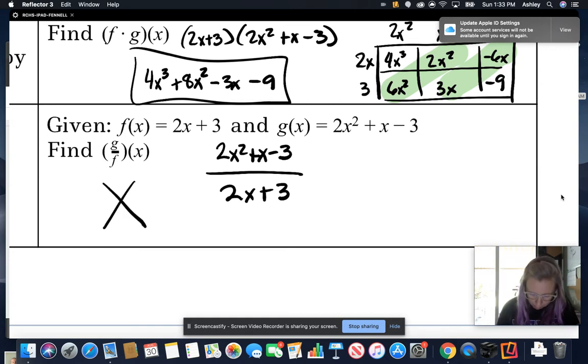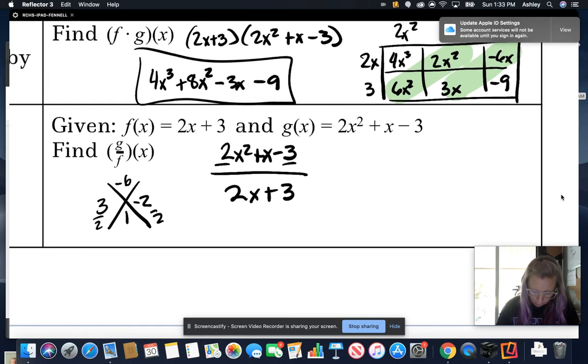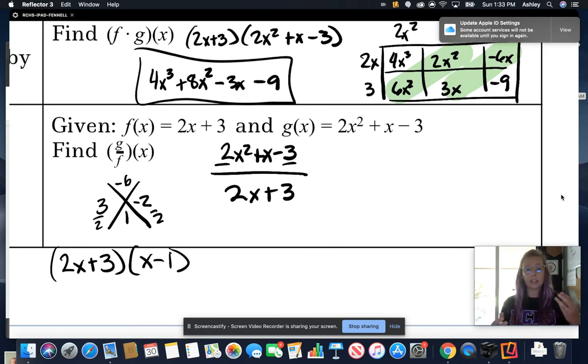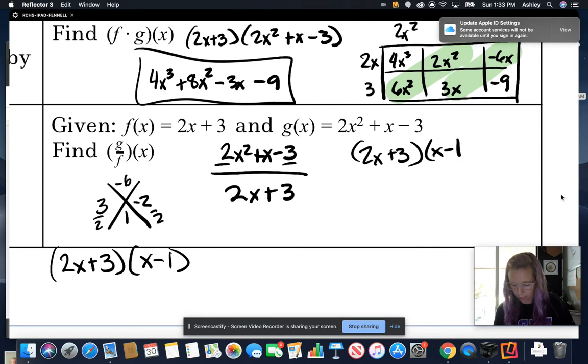So I want to see what multiplies to -6, a times c, and adds to 1. Multiplies to -6 and adds to 1. So that's going to be 3 and -2, of course, divided by our a value of 2. So we're going to get 2x plus 3 times x minus 1. So that is the factored form of our numerator there. So we have 2x plus 3 and x minus 1 all over 2x plus 3.